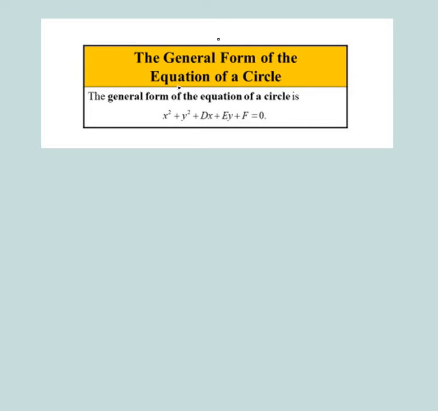Now we're going to study the general form of the equation of a circle. This is the one that I said a moment ago. It's very complicated to solve, and it's because, look at the equation. It looks like crazy stuff there. You have x squared, y squared, Dx, Ey, and F. And how do we solve this one?